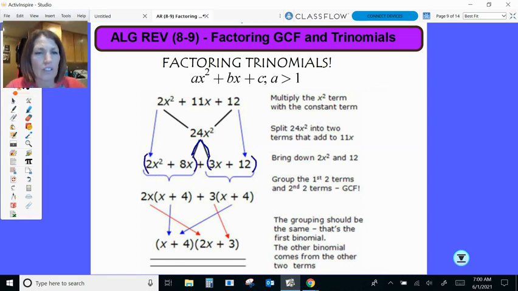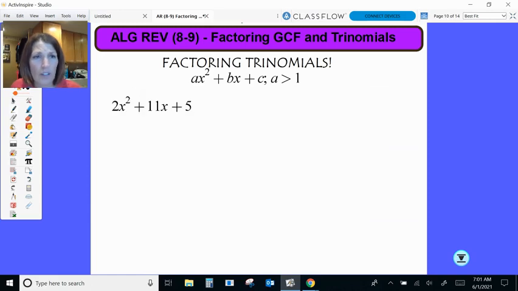Then I factor out 2x, and I get x plus 4 here. I factor out my 3, x plus 4 here, and then I can factor out this x plus 4 and I'm left with my 2x plus 3. That looks like a lot of craziness, so we're just going to walk through it over here.